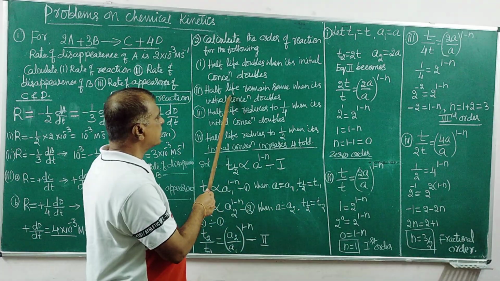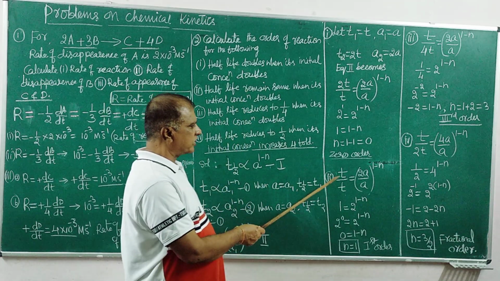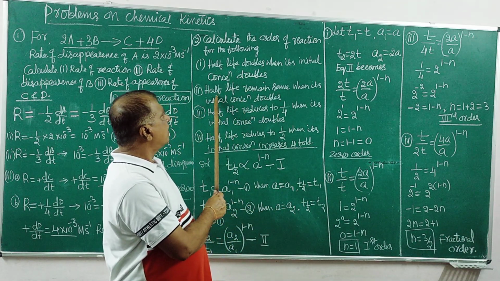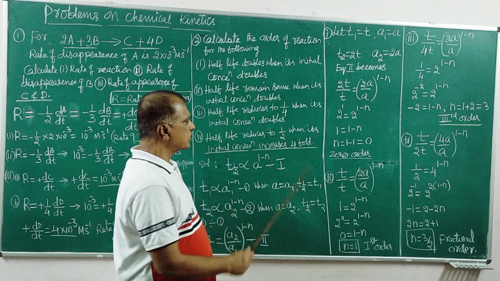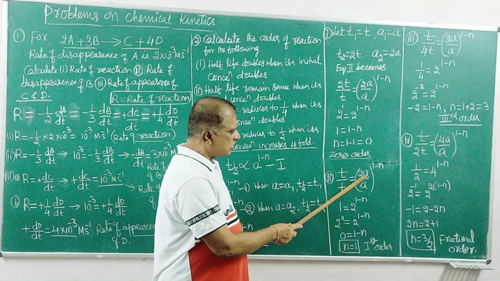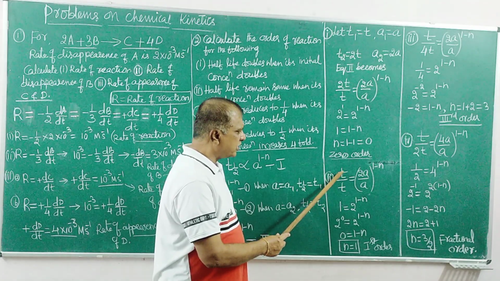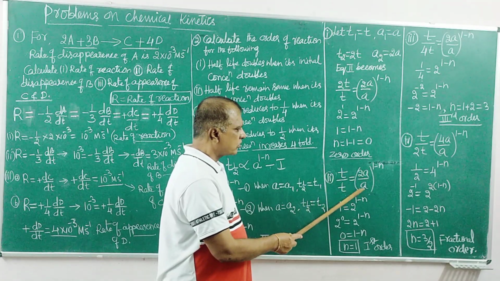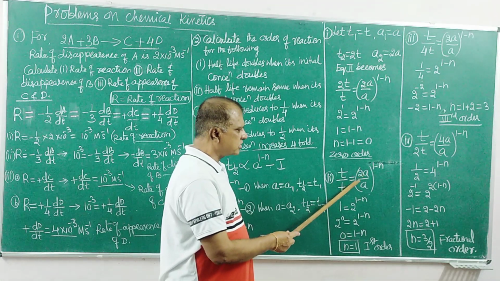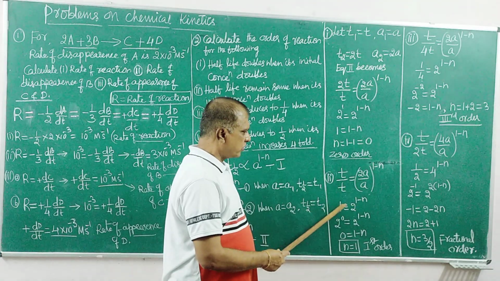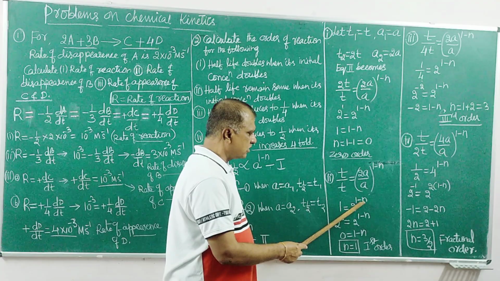Let us see for this data. In the same manner, let us solve the problem with this. Half-life remains the same when its initial concentration doubles. Look at this. When the initial concentration doubles, half-life remains the same, T only. A becomes 2A into this function and simplify. When you simplify, T gets cancelled, that is 1 equals 2 to the power of 1 minus n.